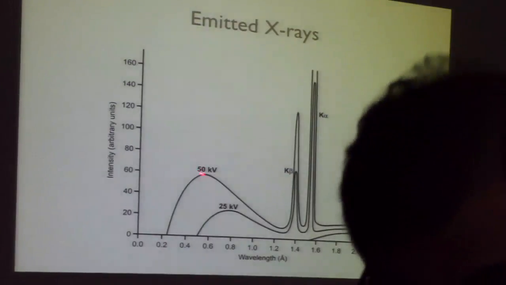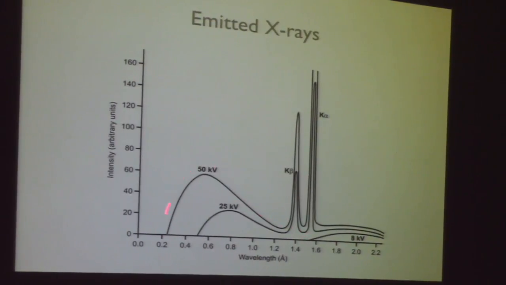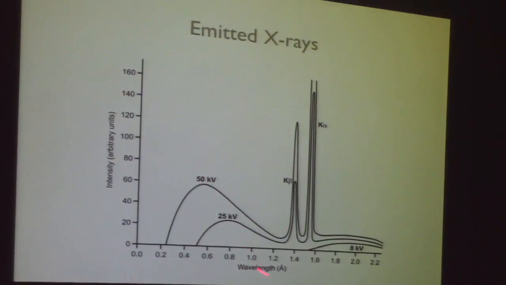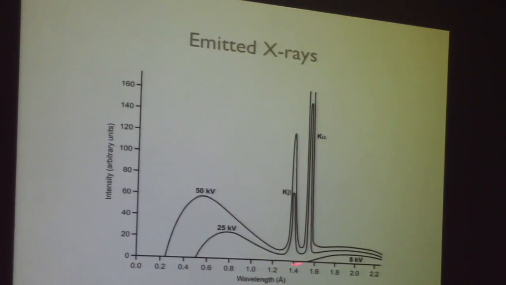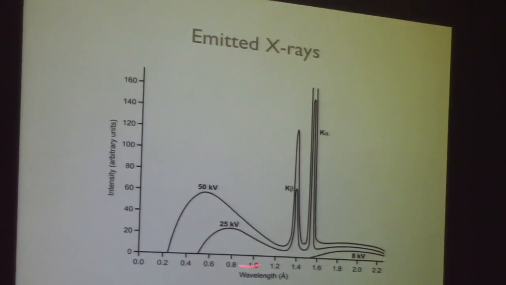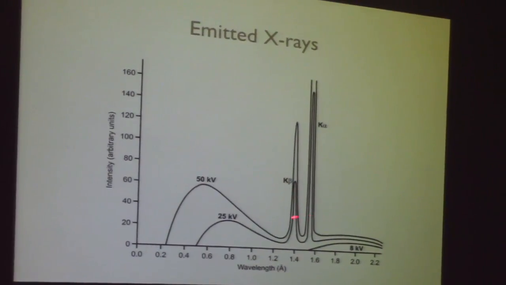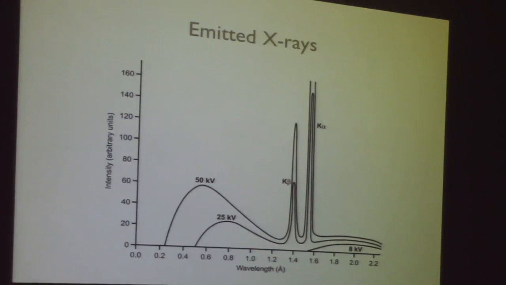And if you accelerate further to 50 kilovolts, so you double the accelerating voltage, what happens to the Bremsstrahlung is you get much more Bremsstrahlung, and the peak in the Bremsstrahlung shifts in its wavelength. So this is wavelength here. But these characteristic lines, they never move, they never change their wavelength regardless of the accelerating voltage. And that's because the wavelength or the energy of these is completely determined by the energy levels in the atom that are excited. I'll come back to why there are two of them in a minute.